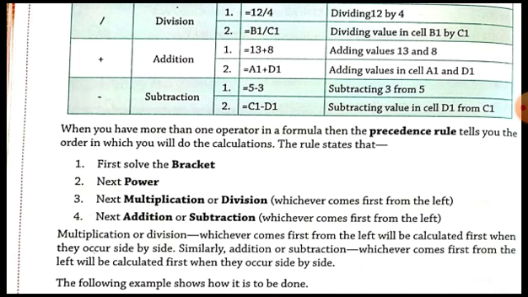We use a bracket so that whatever is within the bracket will be solved first, and then that result will be operated with the other operands in the expression. Then second, after the bracket, what will be executed? Power will be executed. First the bracket, then the power operator. Okay, then what is in the third step? Then next, multiplication or division, whichever comes first from the left.